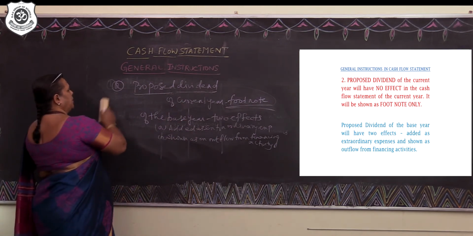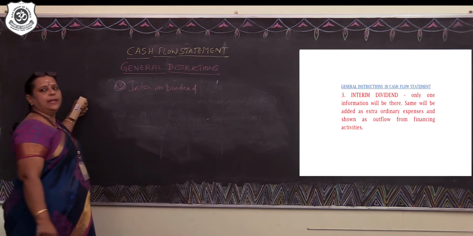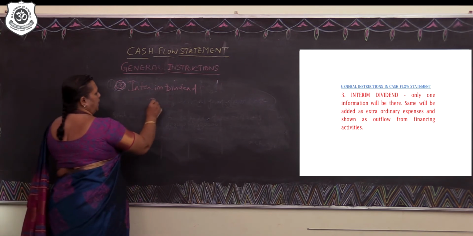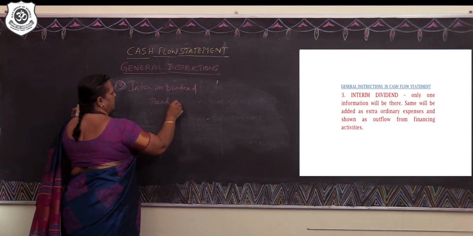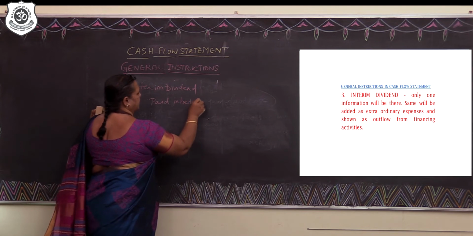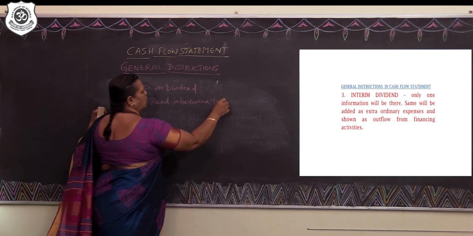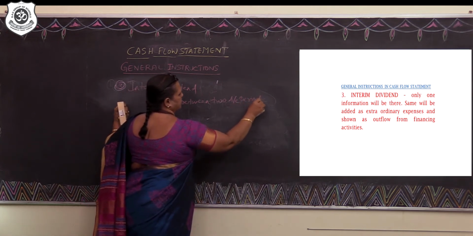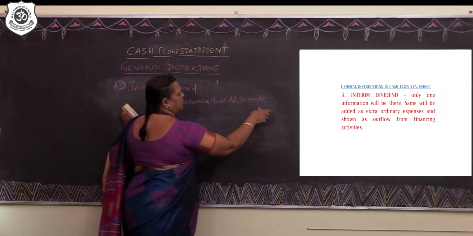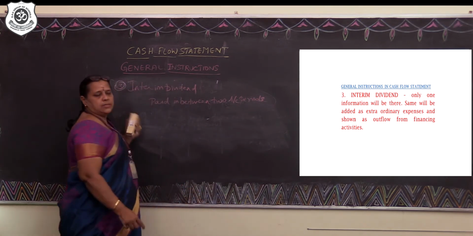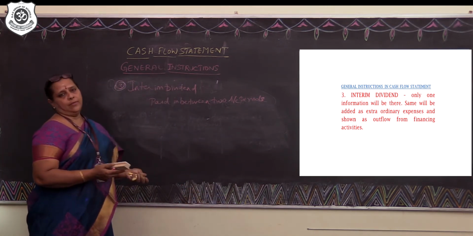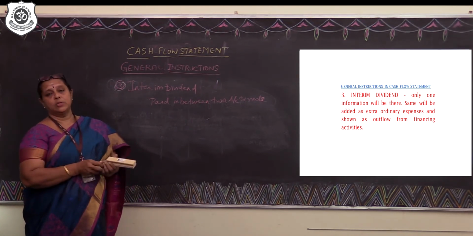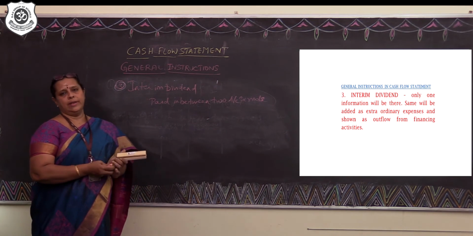Now, treatment number 3, treatment of interim dividend. What do you mean by interim dividend? The dividend paid in between two accounting periods is called interim dividend. An interim dividend is not paid regularly by the company. That is why it is also called an extraordinary expense.